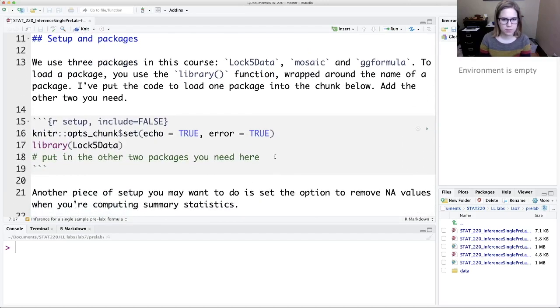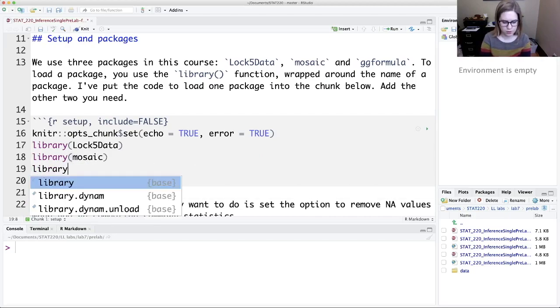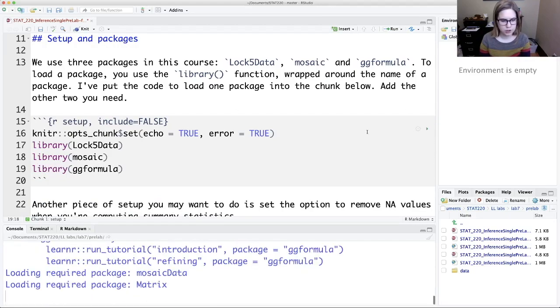And of course, the first thing we need to do is add in the packages that we use, library(mosaic) and library(ggformula), then run that chunk.